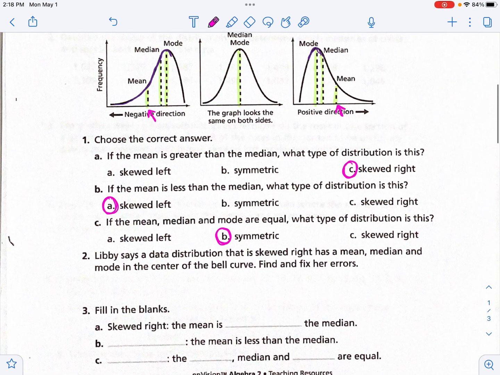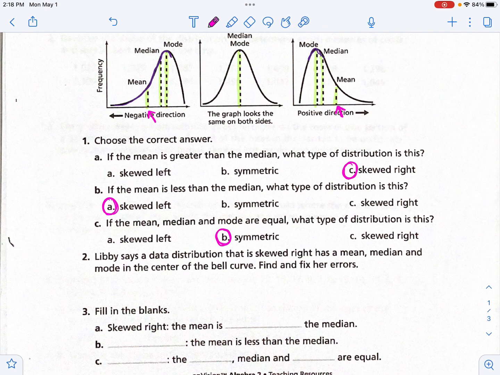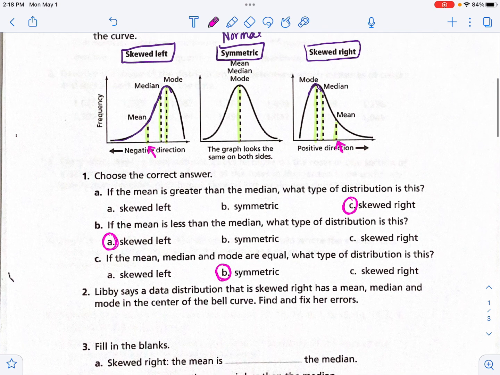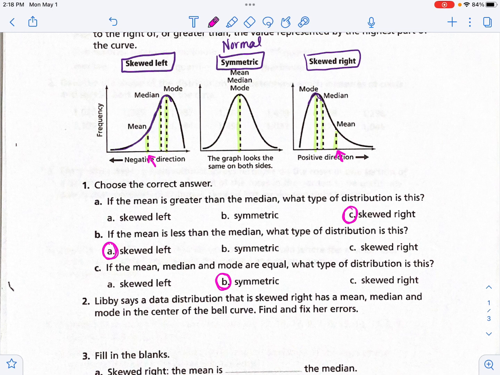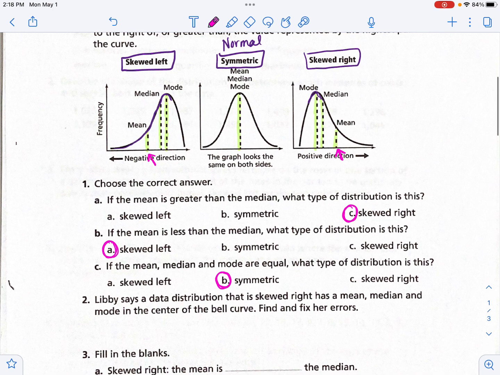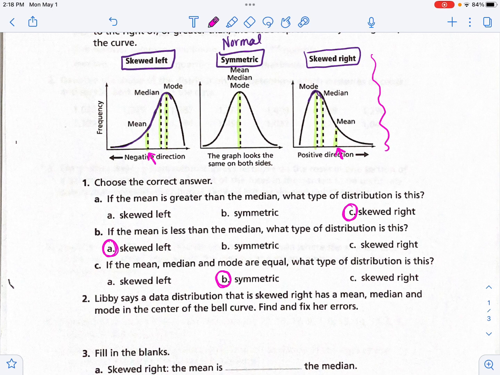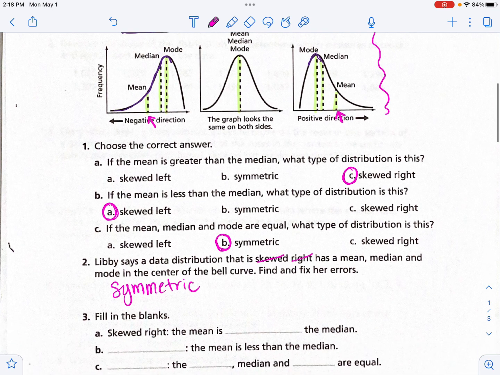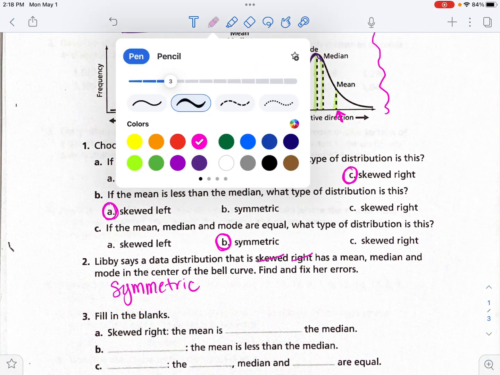Okay, so question number 2 says, Libby says a data distribution that is skewed right has a mean, median, and mode in the center of the bell curve. Well, that's not true at all. It's obviously not in the center. We can see here's the skewed right here. It's definitely not in the center. So we wouldn't say that it was skewed right. We would say that it is symmetric. We can see that for the ones that are skewed right, the mean is larger than the median and the mode, right? So that's the problem there.